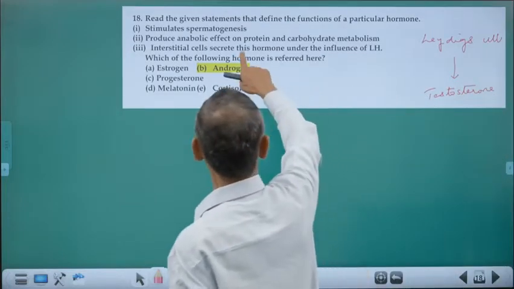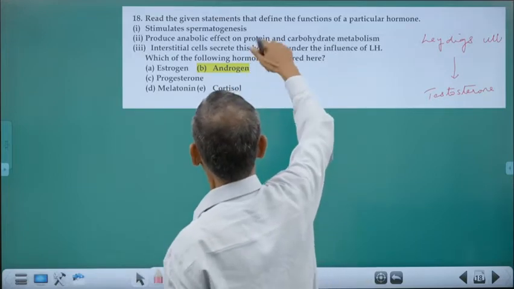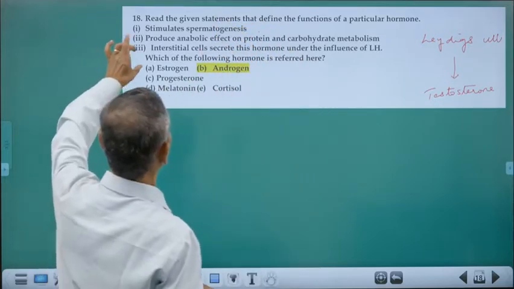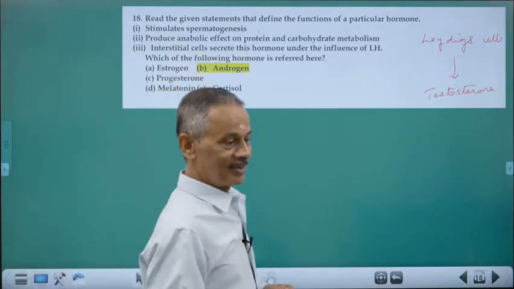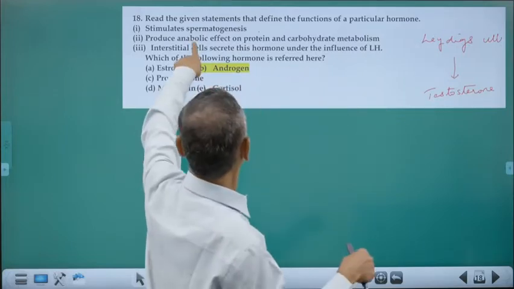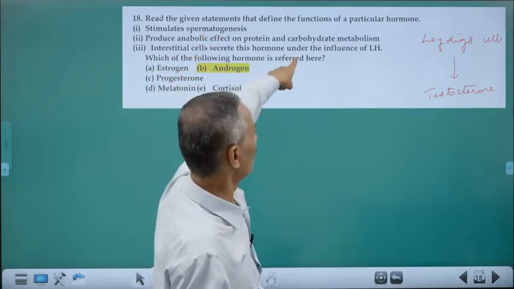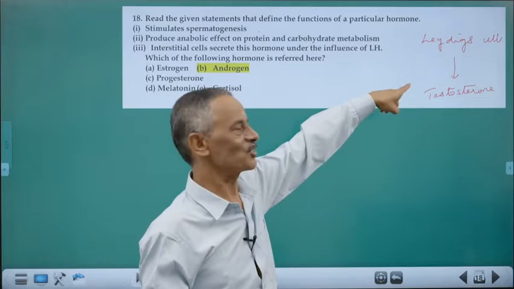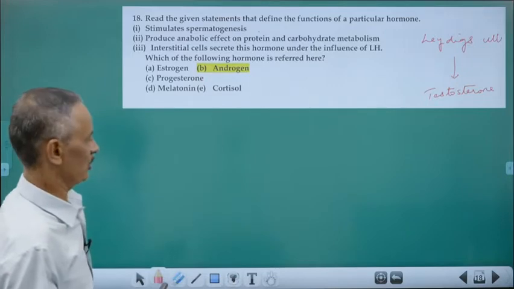Read the given statement that defines the function of a particular hormone. Stimulates spermatogenesis. So it is in males. Produces anabolic effect on protein and carbohydrate. So body becomes strong. Muscles develop. Constructive process going on. So that's the testosterone. So androgen is male. Okay. So it is androgen. Interstitial cells secrete the hormone. That's the clue word. Under the influence of LH. Leydig cells are producing the testosterone. So the answer is androgen.